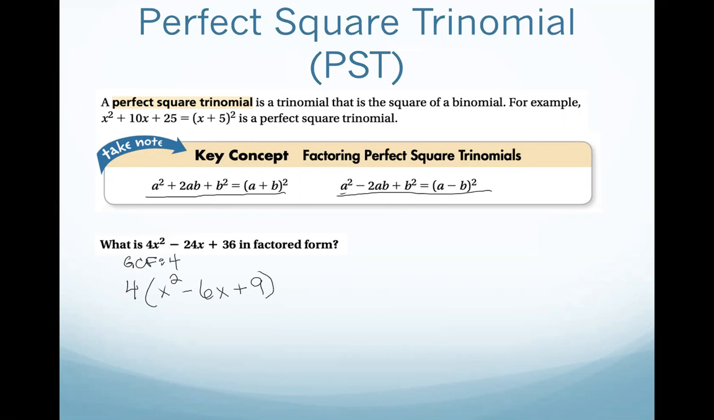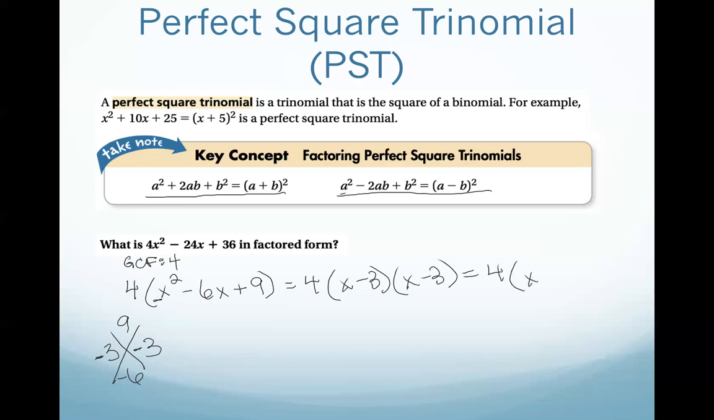Okay, and now we have a polynomial or an expression with a 1 leading. There's no number in front of that x squared that's attached inside the parentheses. So we're looking for two numbers that multiply to 9 and add to -6. That's going to be 3 and 3, but they both need to be negative. So that's 4 times x minus 3 times x minus 3. But because those are the same, we can write it as x minus 3 squared. So that's all there is to factoring a perfect square trinomial.